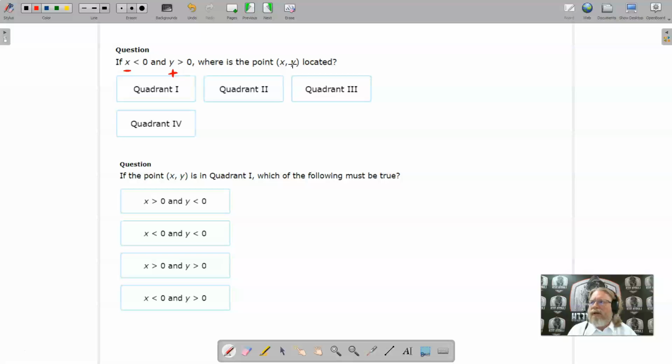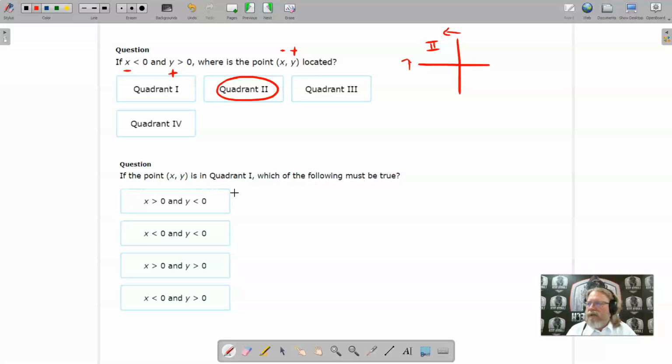So where is the point xy? So x is negative, y is positive. So if we think about that, x is negative, so that means it's going to be to the left of the y-axis, and y is positive. It's going to be above the x-axis, so we're looking here at quadrant 2. And we found that out because we realized that x numbers less than 0 are negative, and y values greater than 0 are positive.